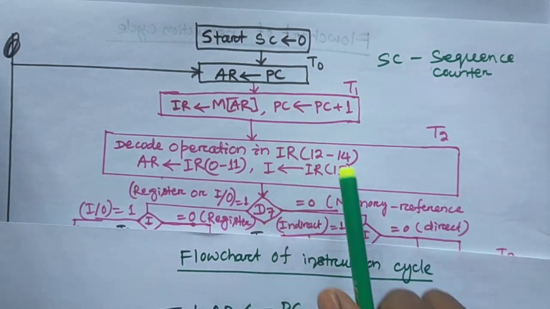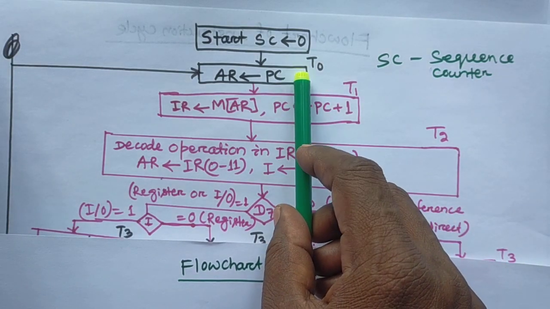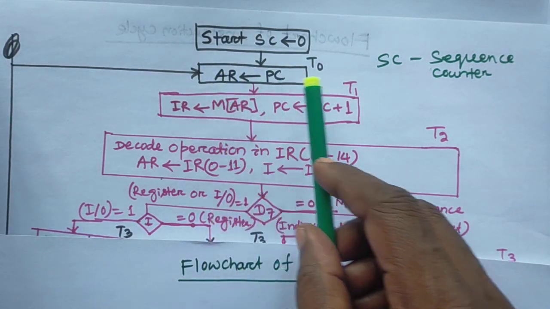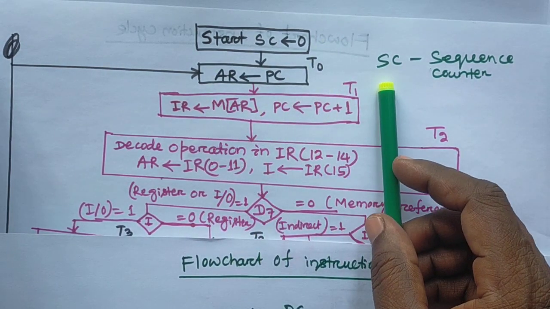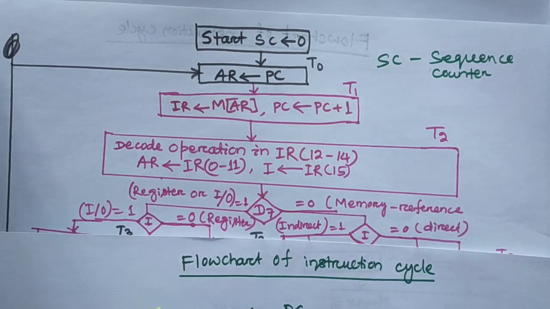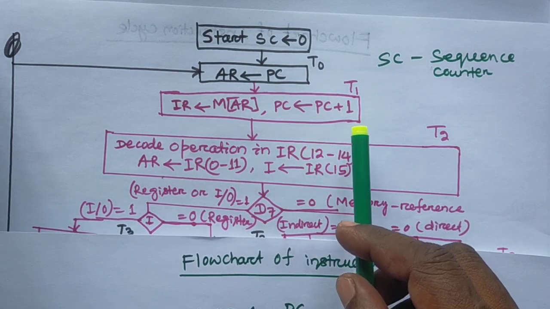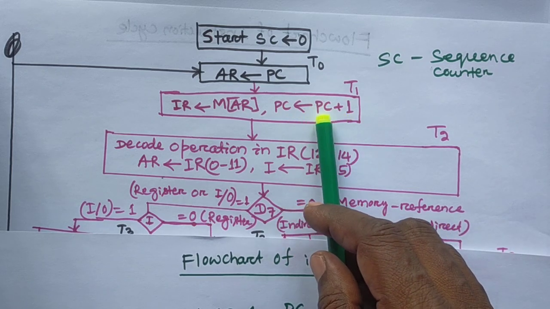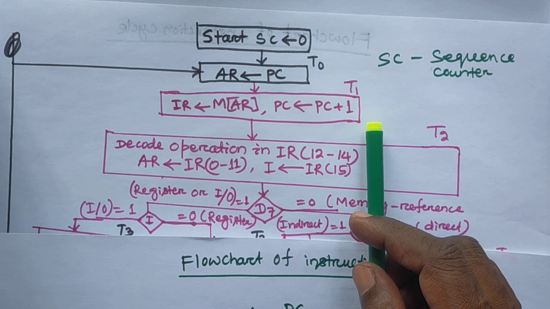At T0, the address is transferred from PC to AR. T0 is already over. At T1, PC is just incremented, because that instruction has already been transferred to the instruction register. So PC is equal to PC plus 1. So at T1 time, PC will be increased.